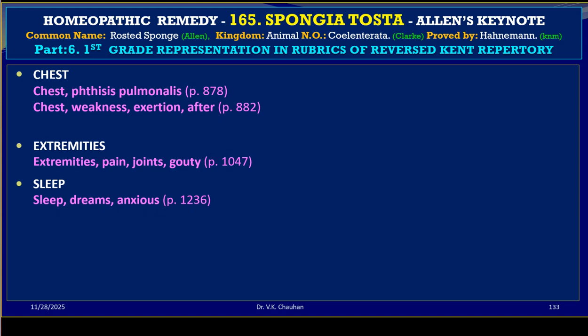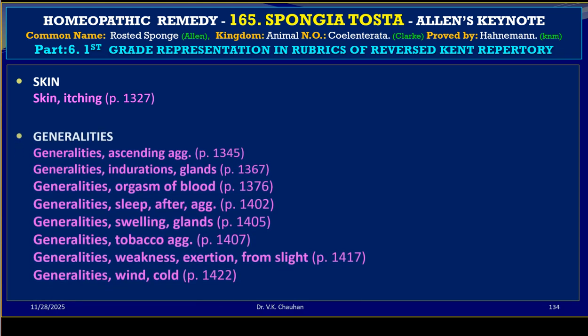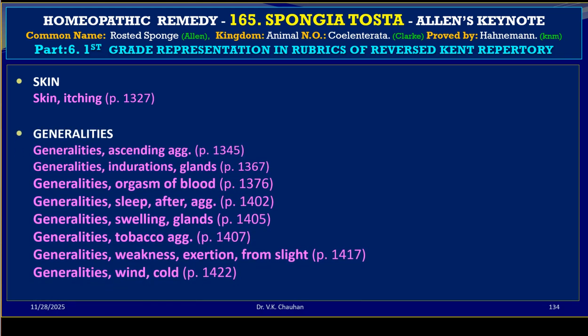Sleep, dreams, anxious we have, and fever, heat in general. So friends, in skin we find itching, and in generalities a lot of symptoms are given there, but I have picked up only those related to our primary area of importance. There is induration of glands, so across the glands, whether it is parotid gland, testicular gland, it can be ovary, it can be pancreas.